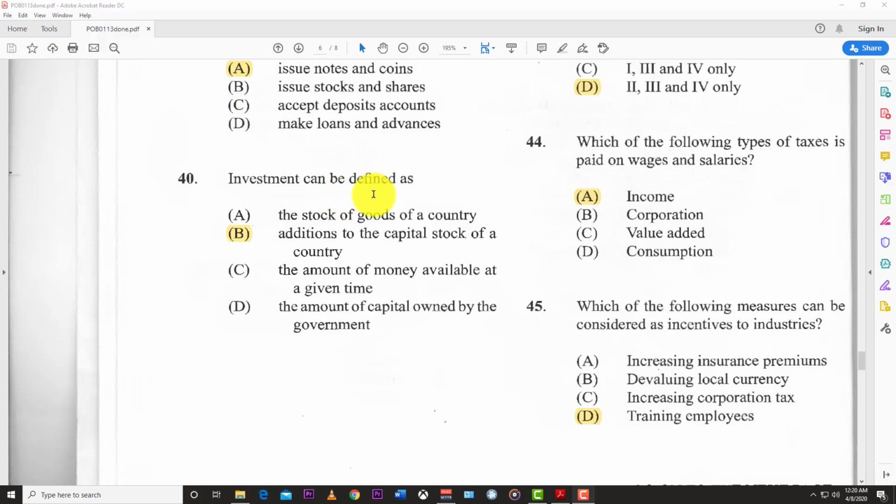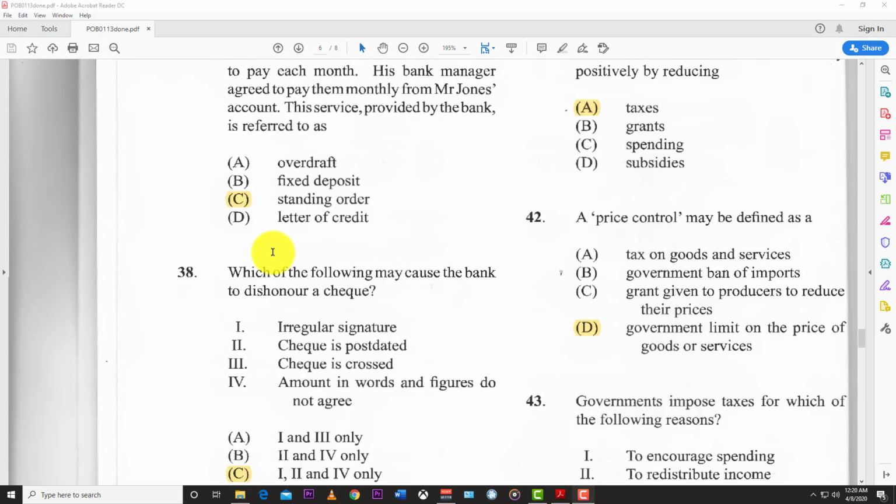40, investment can be defined as, and the answer is B, addition to capital stock of a country. So you're adding to a capital resources stock of a country, so that's investing.